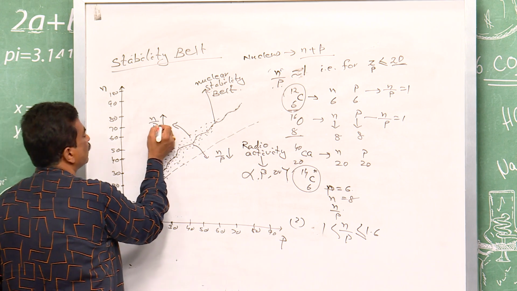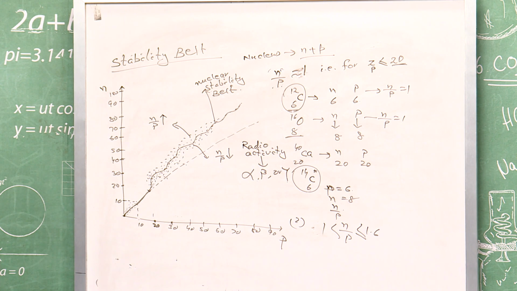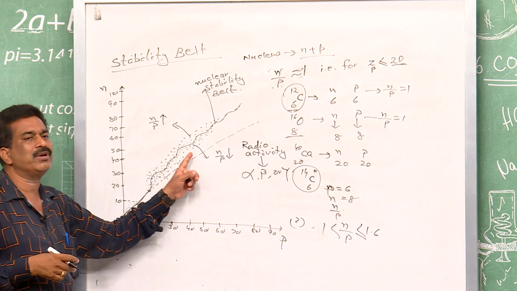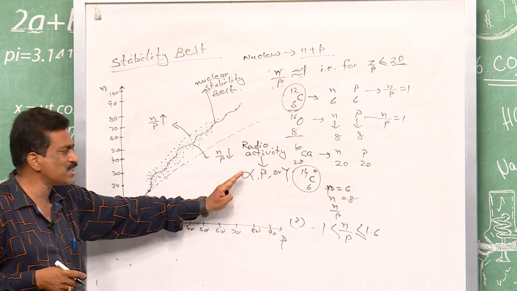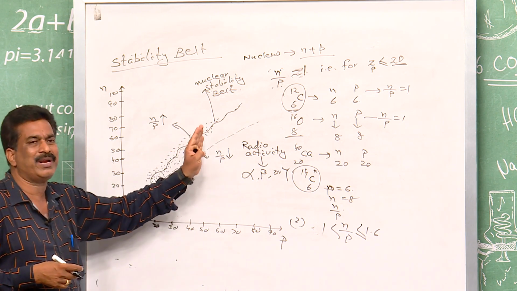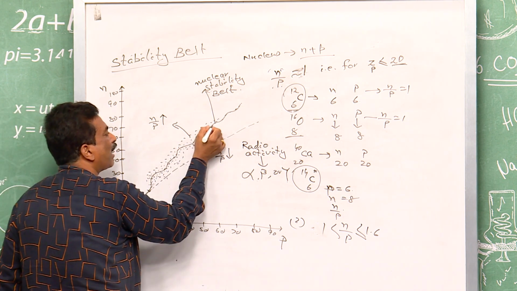So here it is n by p. In both cases, nuclear fusion and nuclear fission happen, and such characteristics are satisfied by the constituent elements that remain on this darkened line.